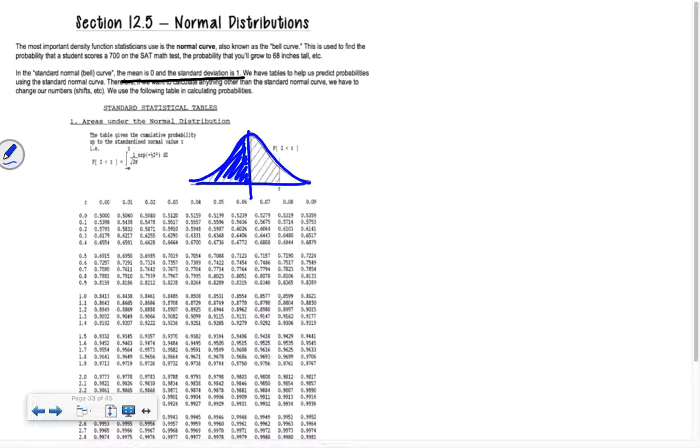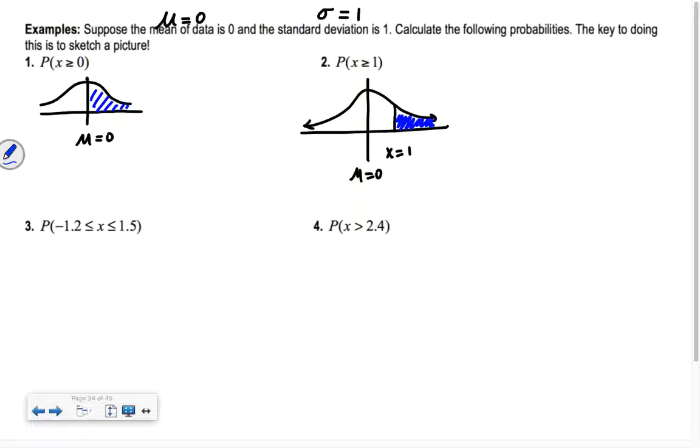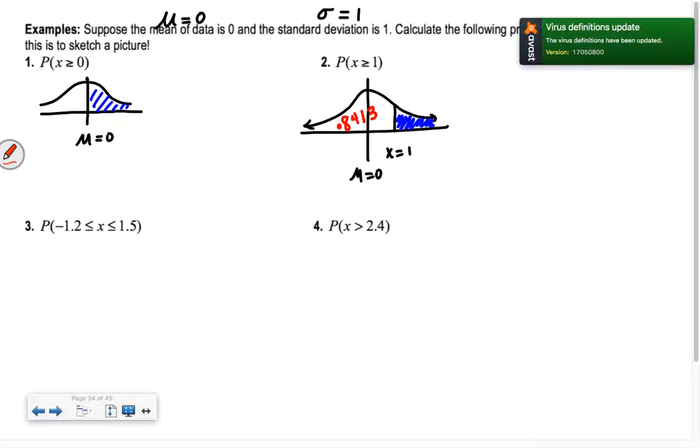Do you guys see where 1.00 is? We go over to 0.00, because it's 1.00, and we get the area of 0.8413. So that's about 84%. Which side do you think is 84%? Do you think it's on the left side of the line or the right side of the line? The left side. Why do you think it's the left side? That's the bigger one. Yeah, because it's more than half. So 0.8413 is on the left side of the line.